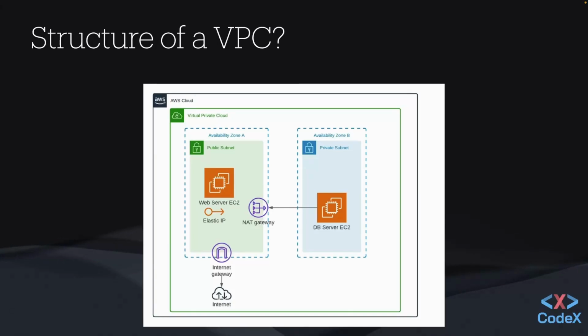There are two main types of subnets. Public subnet allows internet access. It is associated with a route table that includes the internet gateway. Private subnet does not allow direct access from the internet. It is designed for resources that should not be publicly exposed.